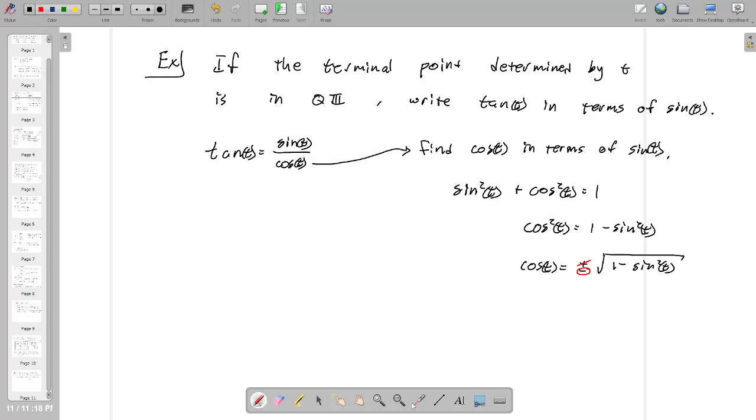So now, because I know cosine in terms of sine, I can replace this cosine with this expression here. So we then have tangent of t is equal to sine of t divided by negative square root 1 minus sine squared t. Now we have tangent in terms of only sine. There are no cosines, there are no other trig functions, it's just sine.